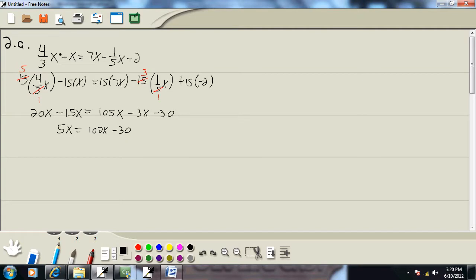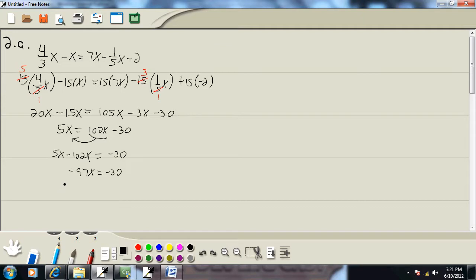Now, actually, I could have combined like terms at the very beginning here, but 4/3 and -1 aren't very easy to combine together. So oftentimes you'll find it's better to wait until you get rid of the fractions to combine like terms. We want to get everything with an x on one side, numbers on the other. So I'll take the 102x over the left side, becomes a negative. Combine together like terms at any step. And let's see, what's that give us? Negative 97x equals negative 30.